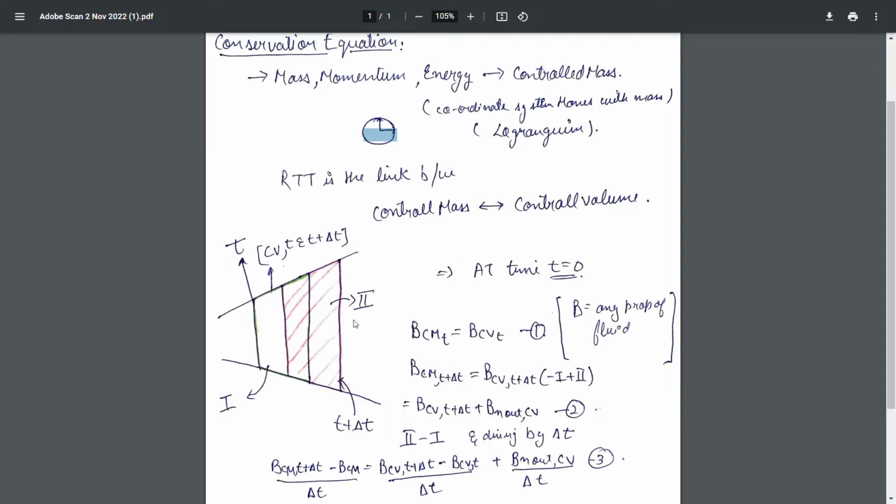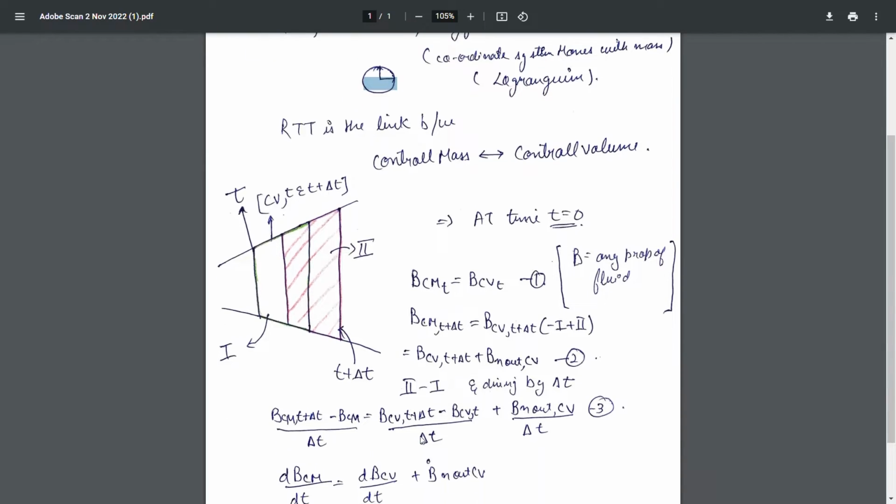After some time, the control mass has moved by delta t in this part, so we write B of control mass at t plus delta t, which is equal to B of control volume at t plus delta t, taking this part as minus 1 plus this part 2, which is equal to B of control volume at t plus delta t plus B out at control surface, taking it as equation 2.